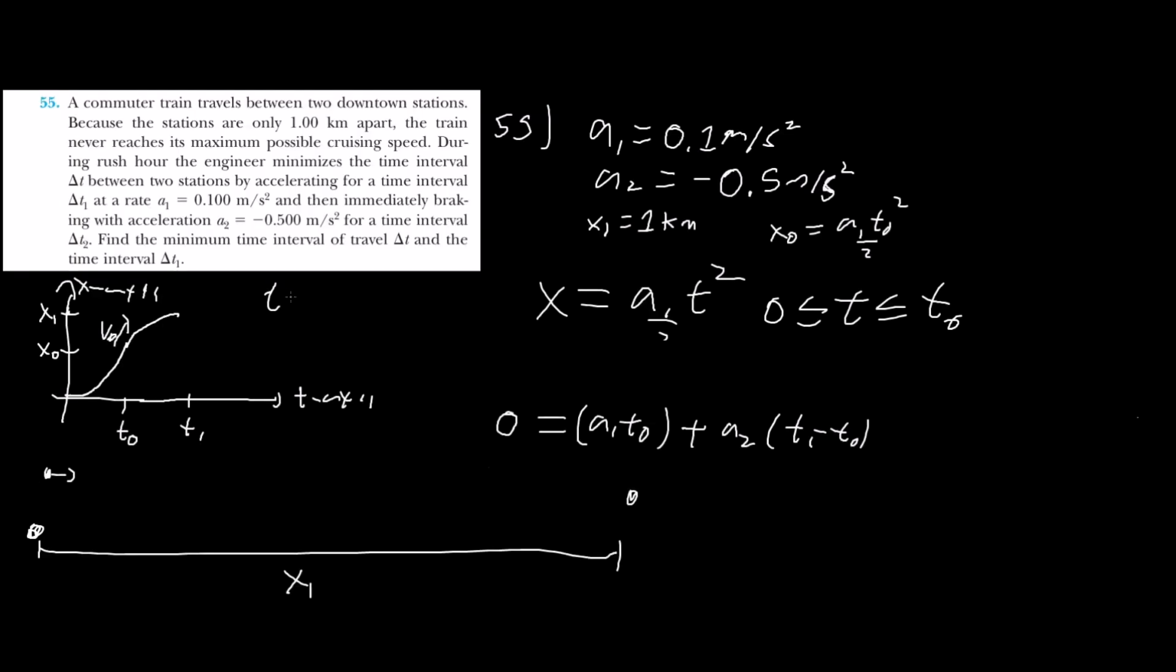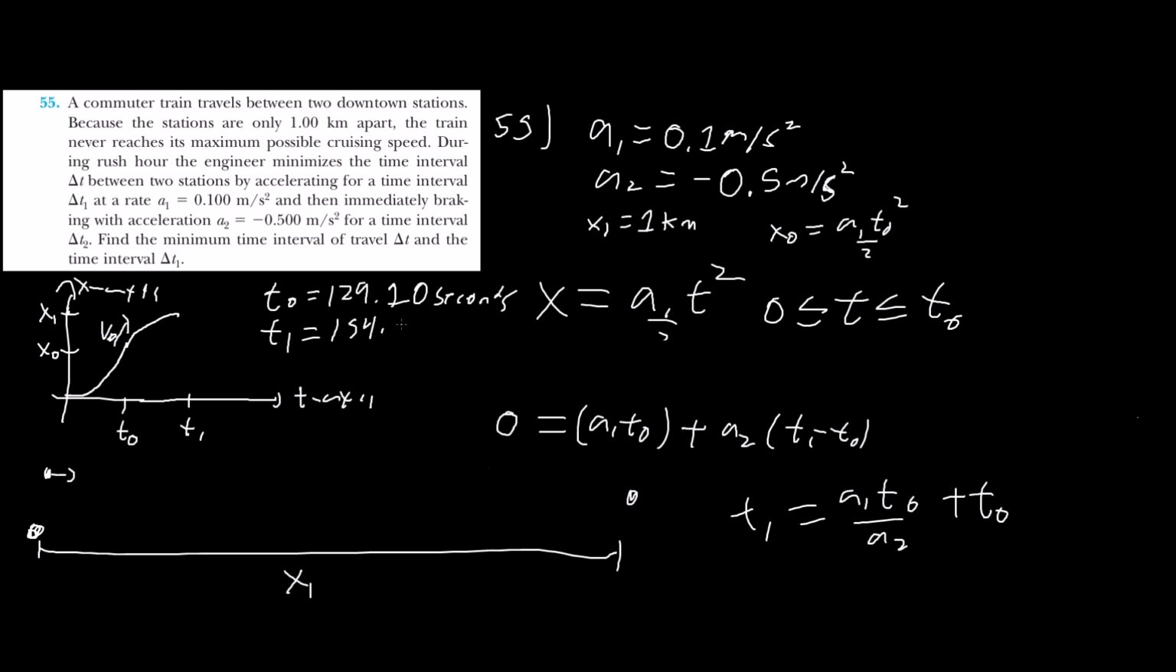So once you solve for t naught, folks, you should get 129.10 seconds. And once you've solved for that, let's solve for t1. All we have to do is take that a1 t naught divided by a2, add it to t naught, and that should get you t1, the other value. So once you get your other value, folks, you should get 154.92 seconds. And I guess we're done.